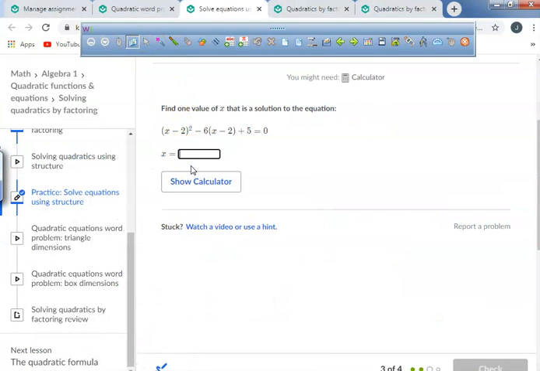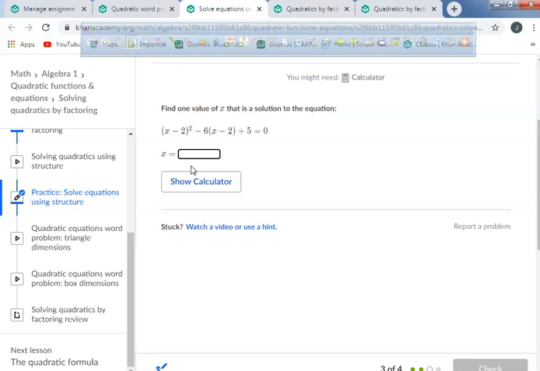I like 3 because it's a magic number. 3's a magic number. Oh, yes, it is.